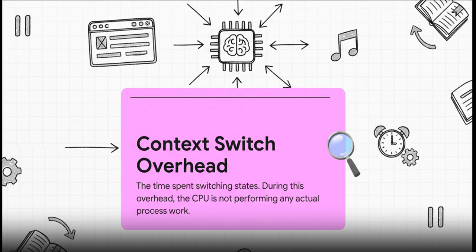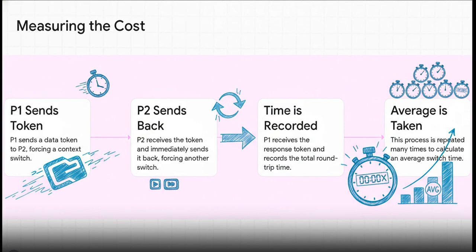During that moment, it isn't actually running your browser or playing your music, it's just getting ready to. It's basically the price the system pays for the ability to multitask in the first place. But how on earth do you even measure something that happens so ridiculously fast?